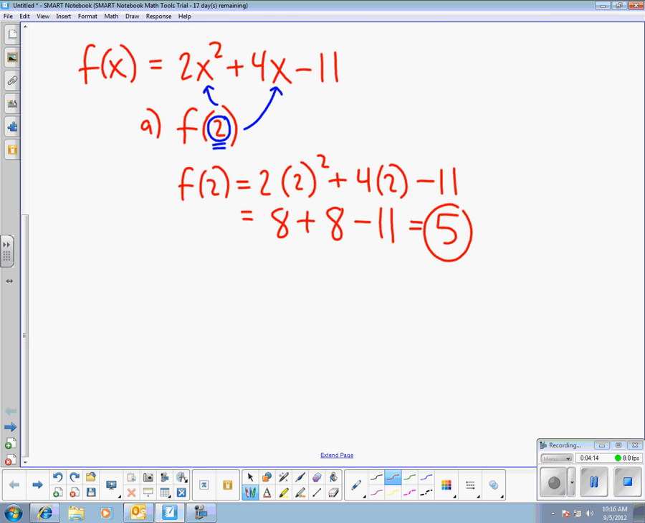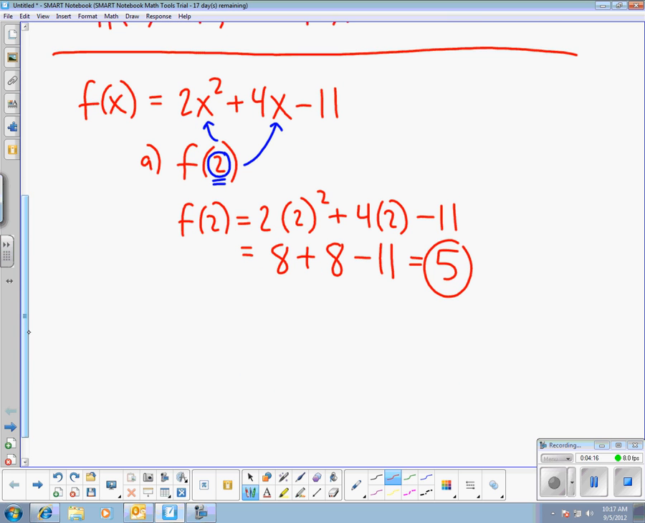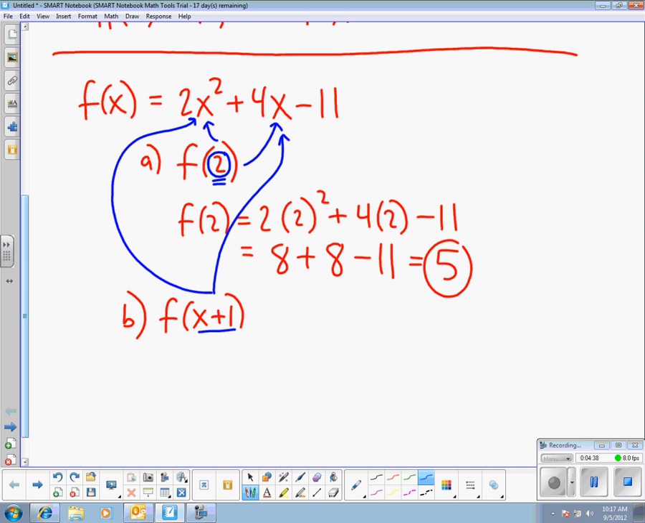So f of 2 is not very complicated. The ones that tend to cause problems are what we would call a function call. Let's do something like f of x plus 1. Not every time are you going to have just a simple number that you plug in for x. But like I said a second ago, whatever is in these parentheses is going to get subbed in for x every single time. So I'm just going to sub x plus 1 in for that x and see what I get.